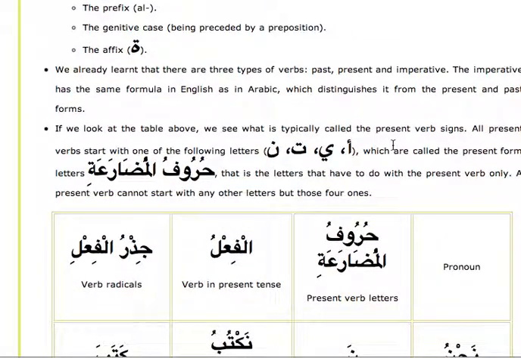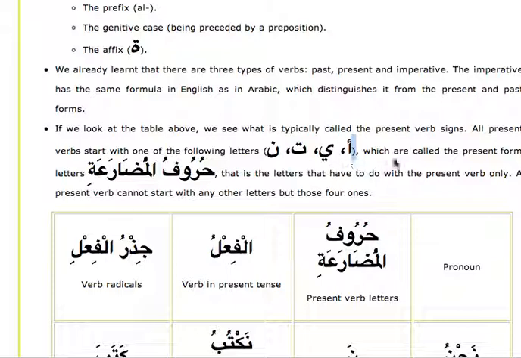If we look at the table above, we see what is typically called the present verb signs. All present verbs start with one of the following letters: alif, ya, ta, noun. Interesting. See, this is the only thing I need right here. What I'm trying to say here is that the ya is here again. The ya is not past tense. It's like the present verb, the present tense. So he wrote is now present.